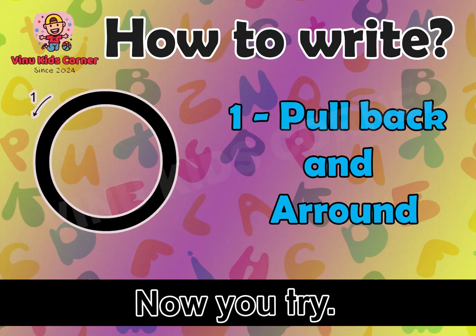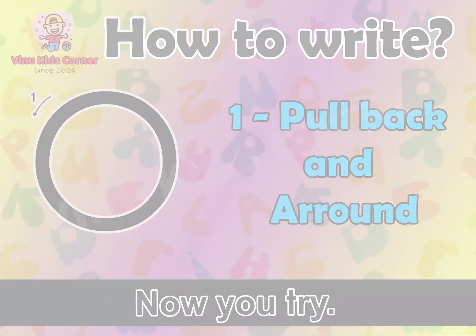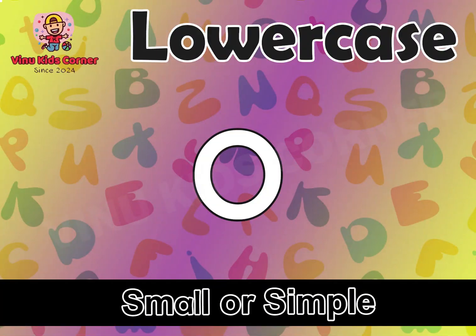Now we are going to write uppercase O. Start with the top and make a big circle to the left. Now you try.